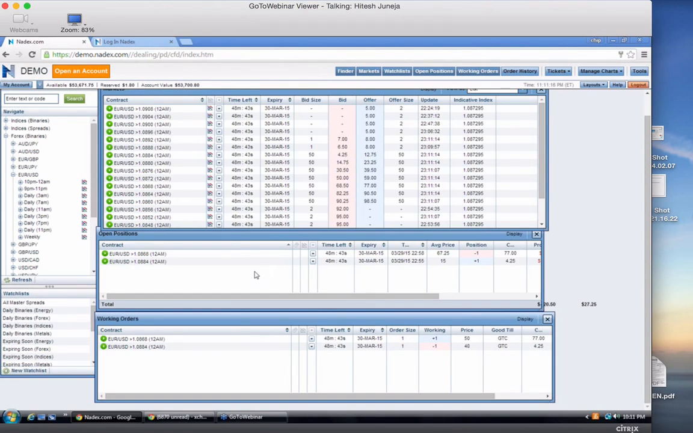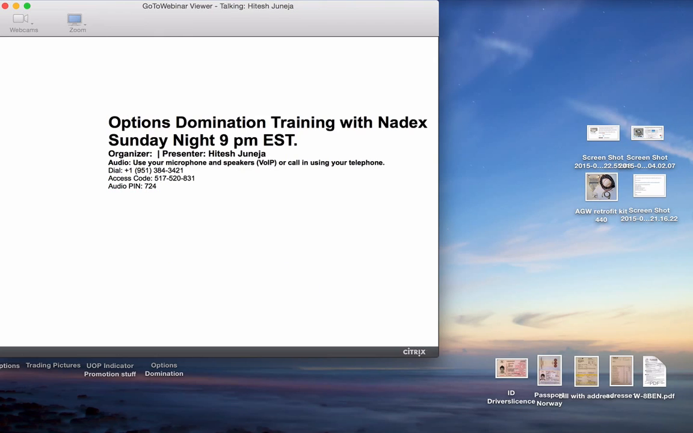Just go to your Options Domination back office, go to the signals page. You will see the signals coming in there. It will look somewhat, I don't know if it looks pretty, but it looks at least busy. It looks something like this, and you will take trades based on that.